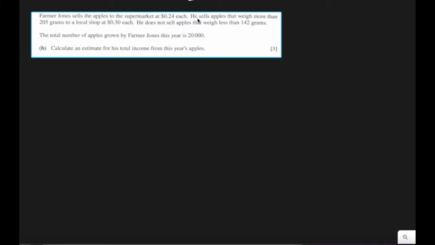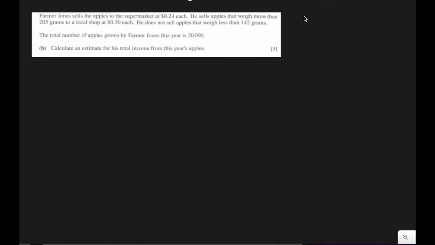Okay. Farmer Jones sells the apples to the supermarket at 0.24 dollars for one apple. He sells apples that weigh more than 205 to a local shop at 0.30 each. He does not sell apples that weigh less than 142. Maybe he uses them with his family and eats them. The total number of apples grown by Farmer Jones this year is 20,000. Calculate the estimate of his total income from this year's apples.